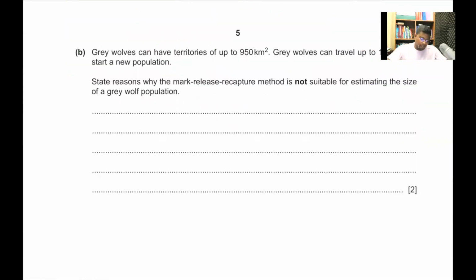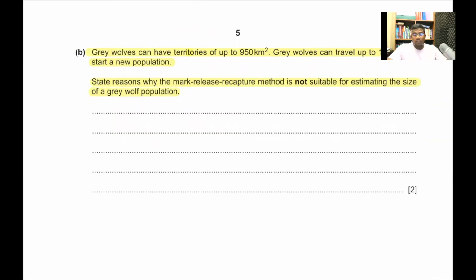Part B. Gray wolves can have territories up to 950 square kilometers. Gray wolves can travel up to 1,000 kilometers to start a new population. State reasons why the mark release recapture method is not suitable for estimating the size of a gray wolf population.